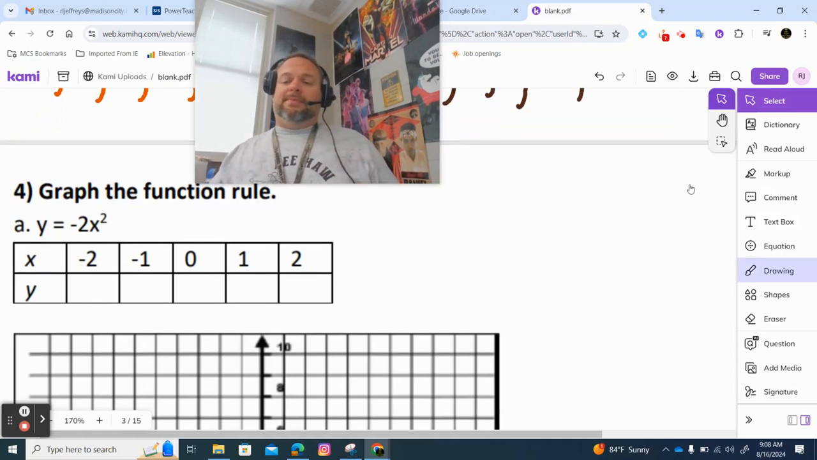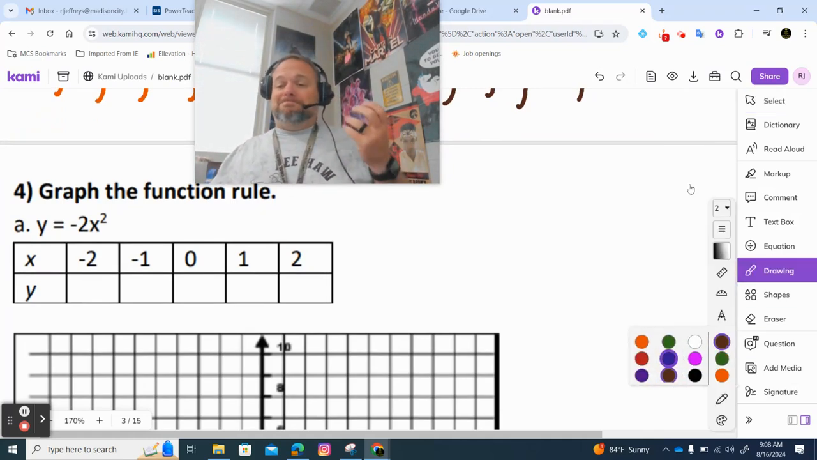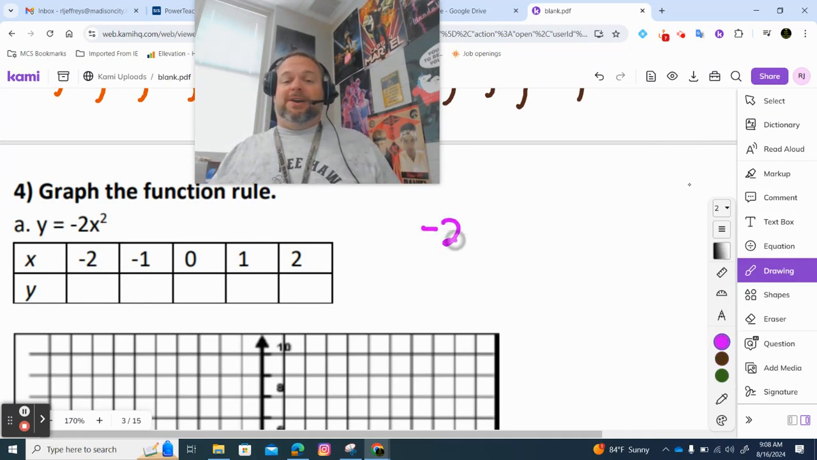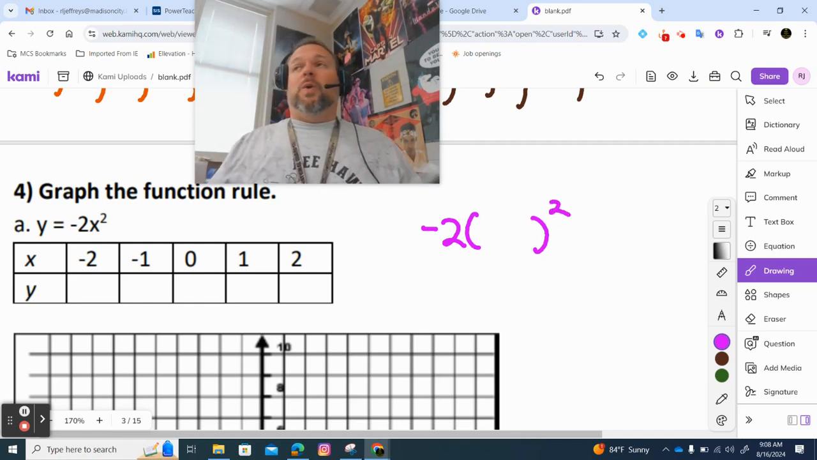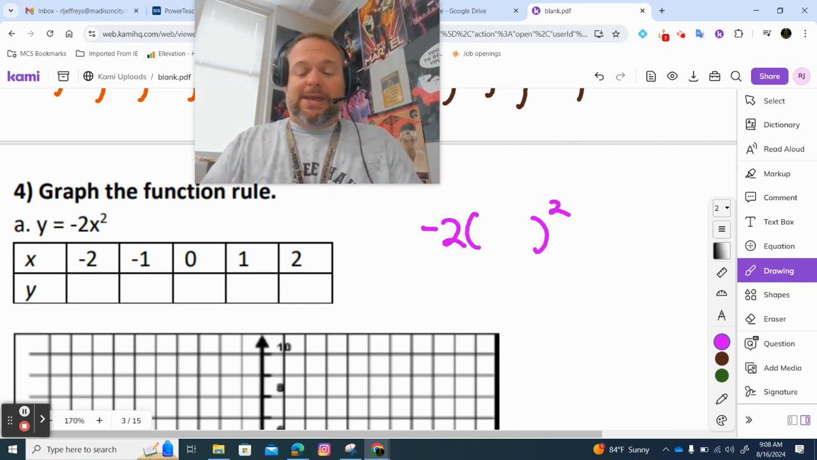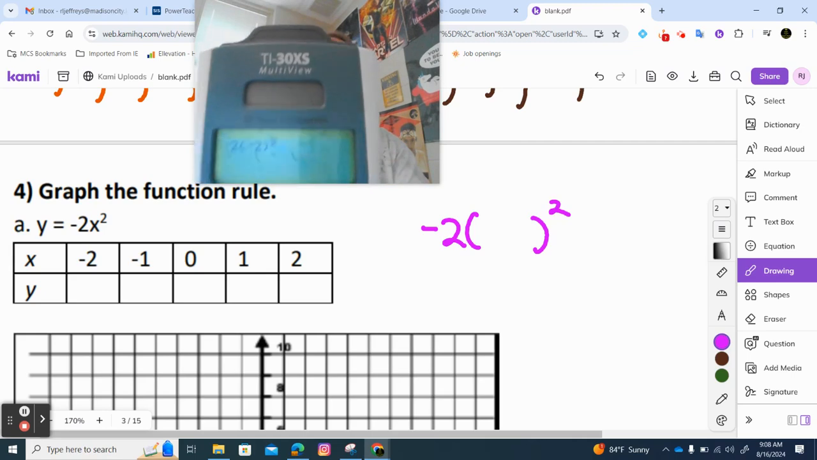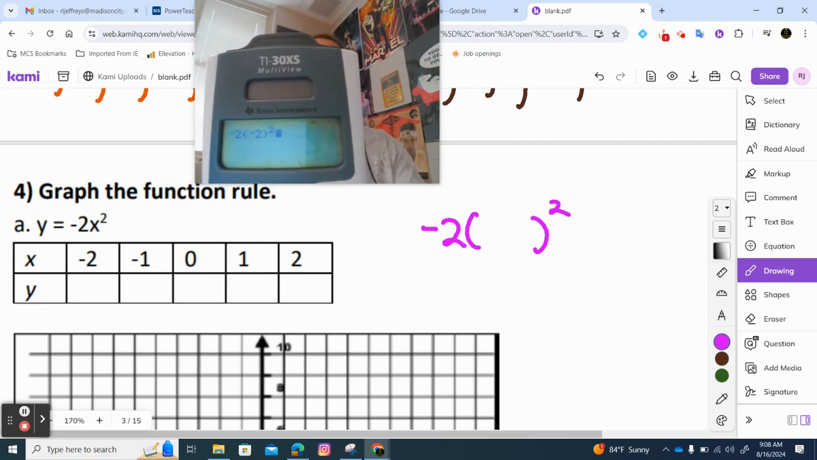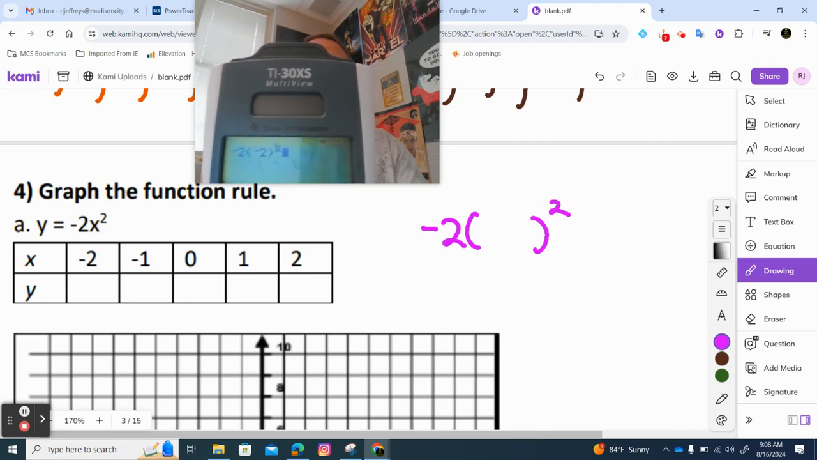Wow. Number 4 is very similar, except this time we're actually going to plot the points that we have. And this is very important to why we have parentheses for the x, because it matters.